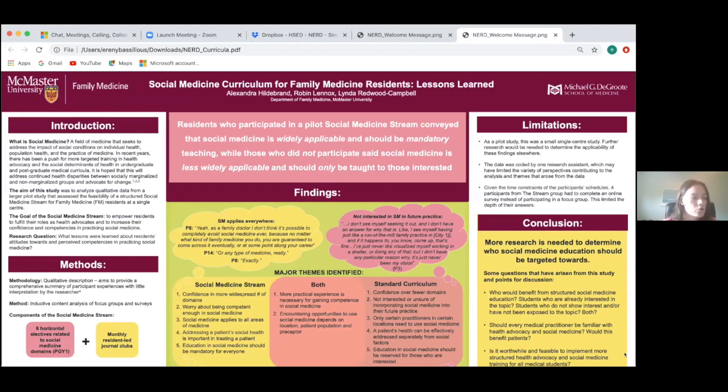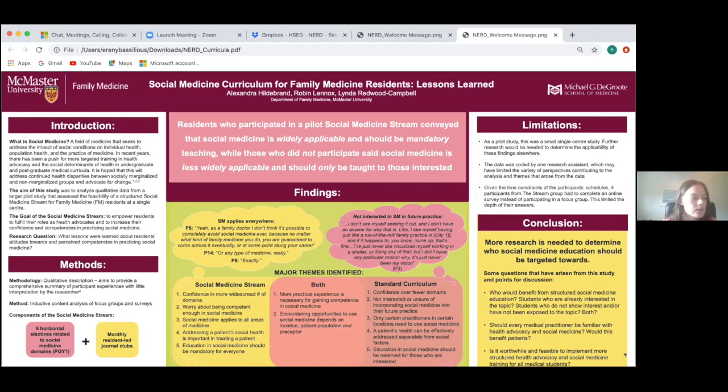So in terms of methods, I'll start off by saying the study cohort consisted of 8 participants in the social medicine stream group who actually went through the stream, and then 6 standard curriculum family medicine residents who did not participate in the stream. All these participants were asked to participate in focus groups to discuss their experiences of social medicine thus far in their clinical training, and then the experiences of the two groups were compared and contrasted during analysis.